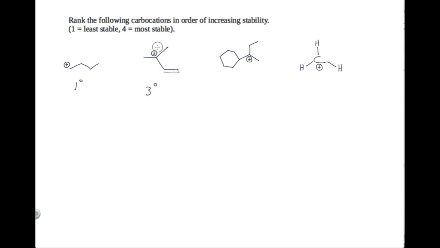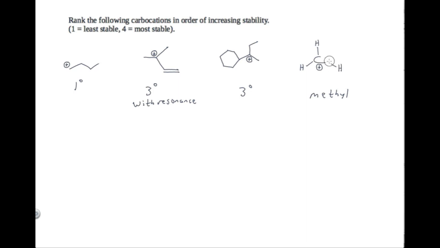But we should also immediately notice that it's resonance stabilized. So this is tertiary with resonance. Here's another tertiary carbocation. This carbon is connected to three carbon chains, but there's no resonance here. There's no lone pairs or pi bonds that can shift towards the positive charge. And this is what we would call not a primary, but a methyl carbocation, because this carbon is attached to zero other carbon chains.